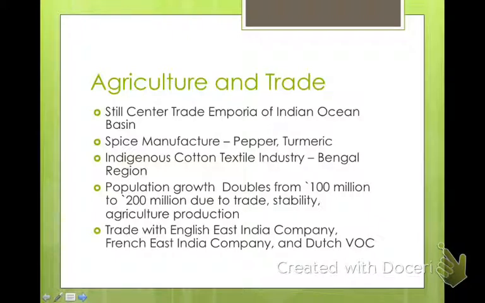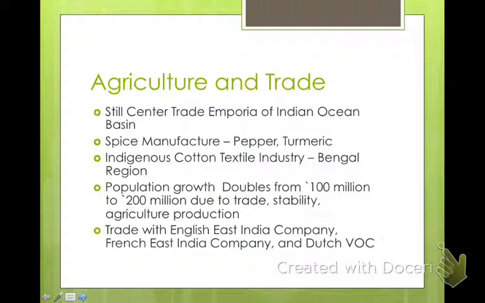Well, under the Mughals, you have agriculture and trade. It's still the trade emporia of the Indian Ocean basin, which it was during the post-classical, and still is in the early modern. They're still producing pepper and turmeric, right? They have a massive cotton textile industry, which is meeting the world's needs, especially in the Bengal region.